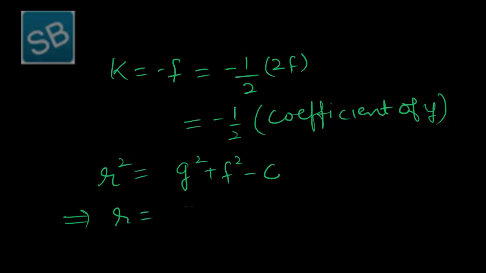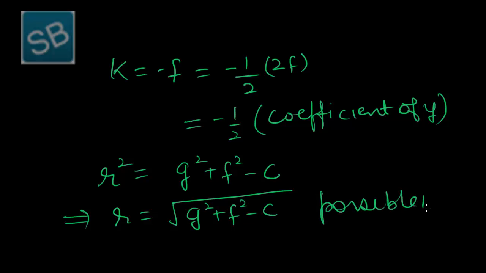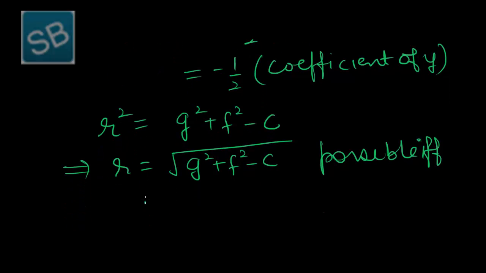That gives r is equal to under root g square plus f square minus c, as radius is always positive. It is a distance between 2 points, so it is always positive. This will be possible if and only if g square plus f square minus c is greater than 0.